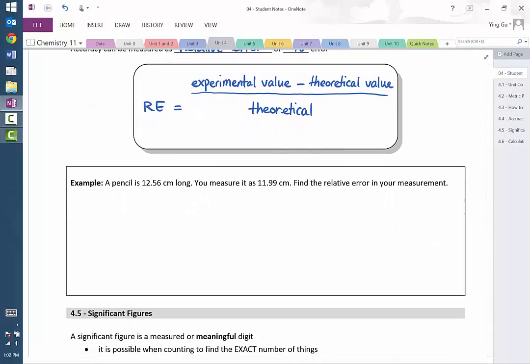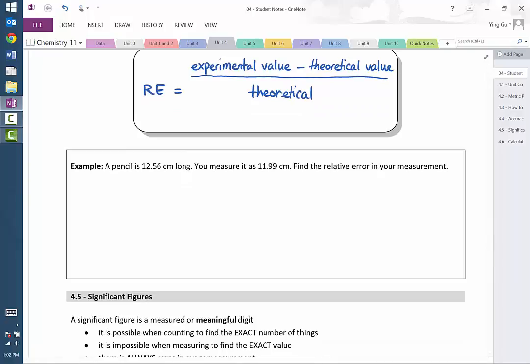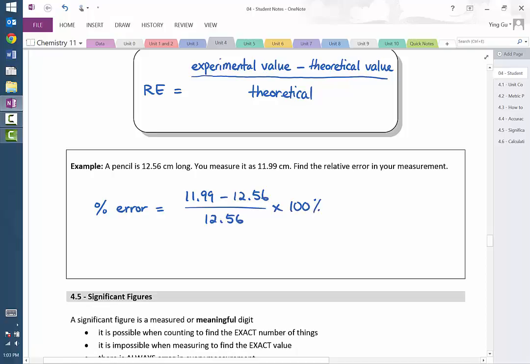So for example, if a pencil is 12.56 centimeters long, but you measure it as 11.99, what is the error to your measurement, or how off are you? So you can say RE, or percent error, which we prefer, percent error. We take the experimental value, which is 11.99, because that's the one you measured from your experiment, and we subtract the true value, or theoretical value, which is 12.56. We divide that by the true value, or theoretical value, 12.56, and we multiply that by 100%.